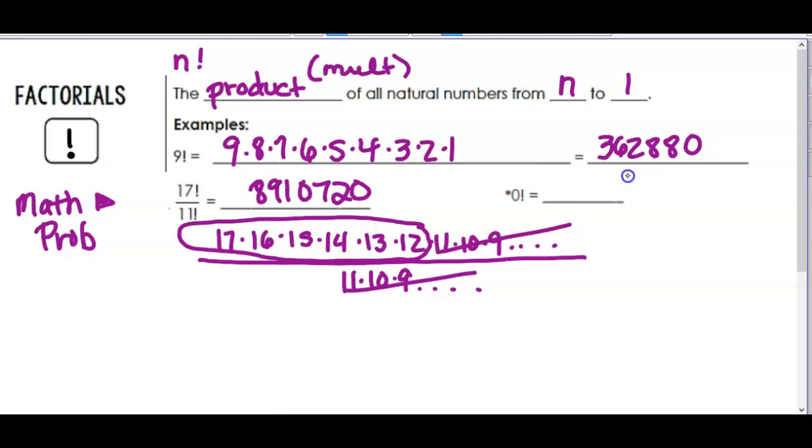Okay. By definition, 0 factorial is defined to be 1. I don't know that you need to know that for any reason, but it's not 0. It's by definition 1. Okay.